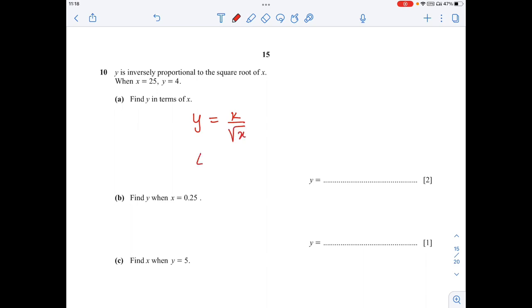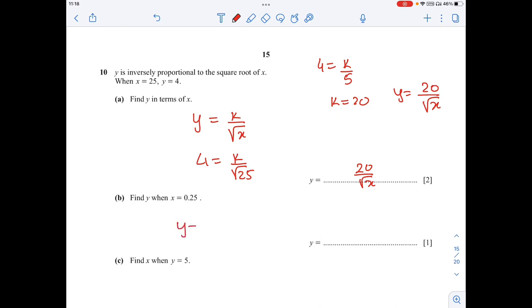Then y value is 4, x value is nothing but what? 25, square root of 25. So 4 equals k upon 5, so k equals 20. So what I got? y equals 20 upon square root of x. Now that's going to be the answer, 20 upon square root of x.